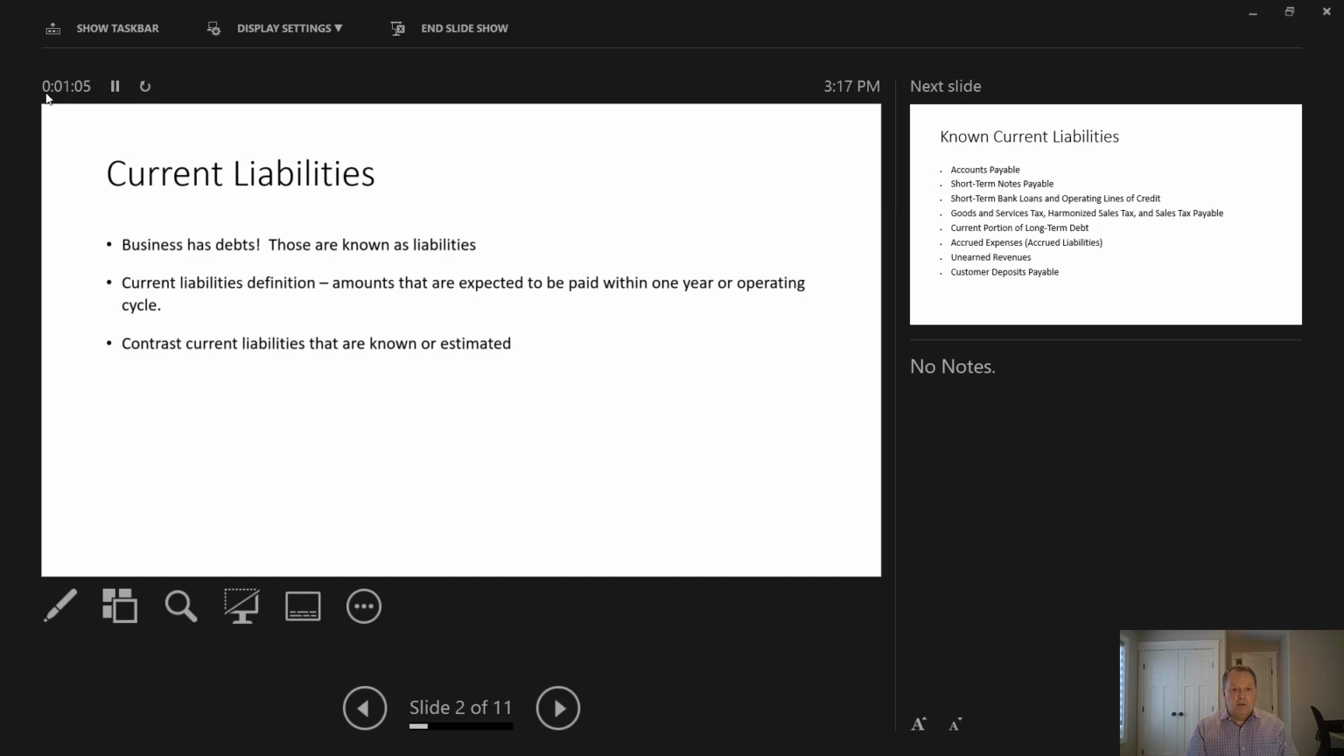Now, you know about different kinds of current liabilities already. You know about accounts payable. You know a little bit about loans and that sort of thing because you probably experienced them yourself. But there's two different types really of current liabilities that we look at. Ones that we know the amount and ones where we don't know, but maybe we can estimate the amount. We're going to have a look at those as we move along here.